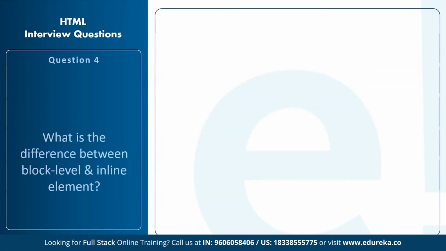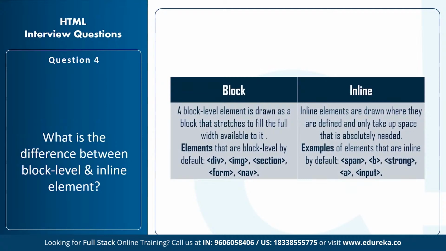Now the next question is, what is the difference between a block level element and an inline element? A block level element is drawn as a block that stretches to fill the full width available to it, that is the width of its container, and will always start on a new line. So with the help of a block, you will have a full width. The elements that are block level by default are the div tag, the paragraph tag, section, form, and the navigation tag.